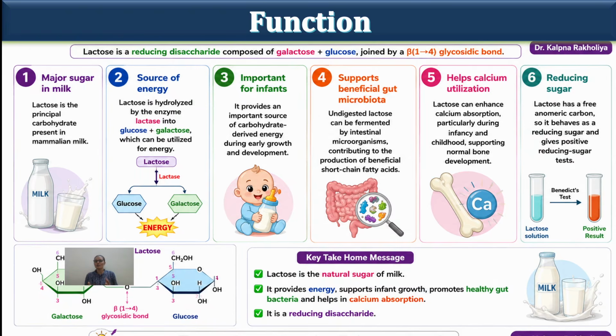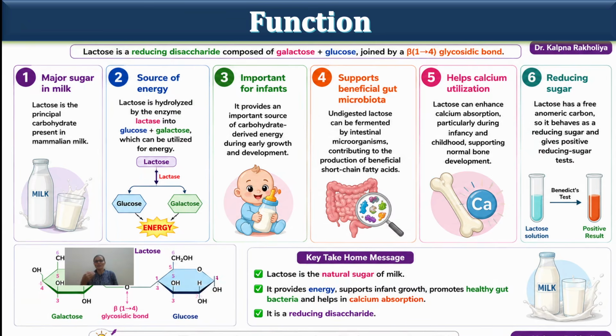It converts to glucose and galactose, which provide energy for human beings as well as for newborn babies. It also supports beneficial gut microbiota. Undigested lactose can be fermented by the microorganisms present in the intestine, which produce beneficial short chain fatty acids. It also helps in calcium utilization.